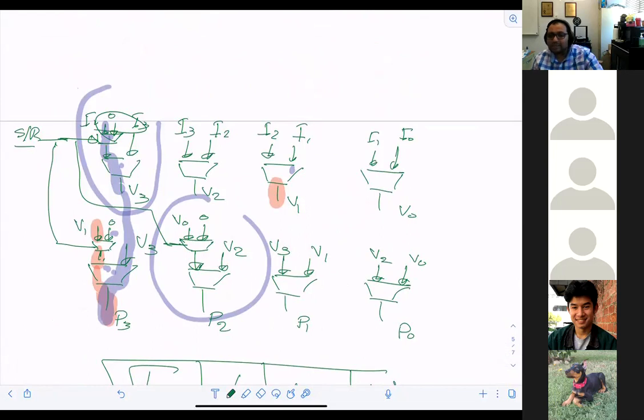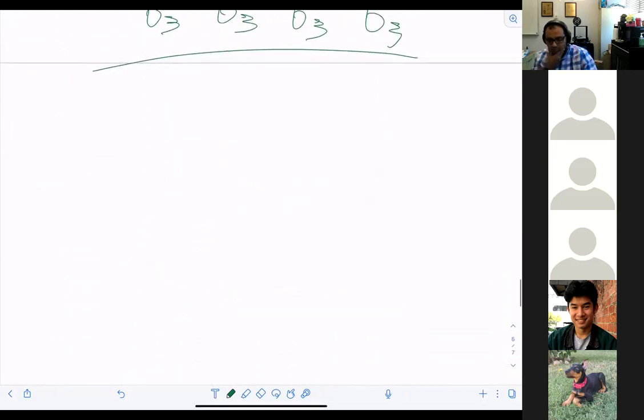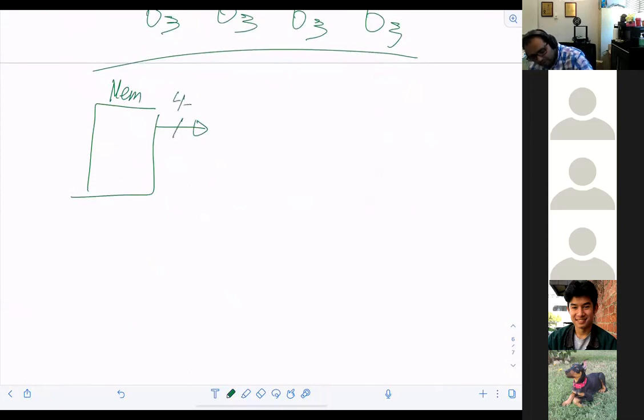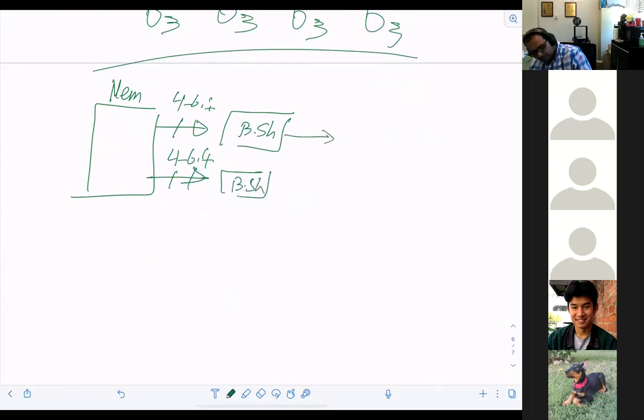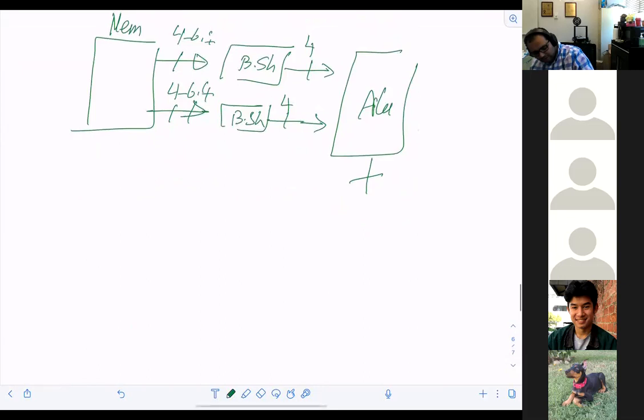So if you'd like to see a system, we built a memory, right? Imagine that I will build a processor like this, same as my memory. I have here a bus, it's 4-bit. Then I will put a box here of the parallel shifter, another box of the parallel shifter. I will take here 4-bit output, here 4-bit output. Then I will put this inside an ALU, and this ALU has a selector.